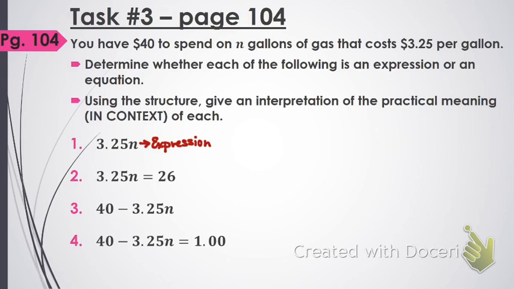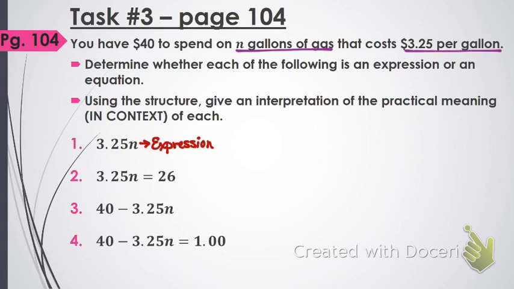I'm going to write that a little clearer. And then I want to know what that expression means in context, which I wanted to make sure to clarify. When I say that, I don't want you to just tell me what all the pieces mean. What would we find out that would be new information by actually doing those calculations? What does the N mean in this expression? Number of gallons of gas. What does the 3.25 mean? That's how much gas costs per gallon.